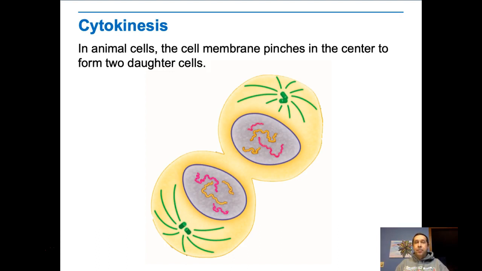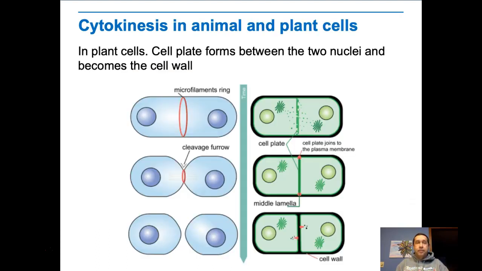Cytokinesis is the actual splitting of the cell. In an animal cell, pretty simple. The cell pinches in and the two cells split. There's a little ring that pulls and forms this cleavage furrow. In plant cells, it's a little more complicated because they've got a cell wall. So there's no pinching in, but instead something called the cell plate forms in between the two new nuclei. The cell plate eventually becomes the cell wall, and now you've got two cells.